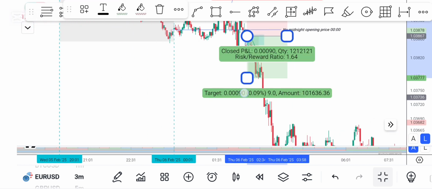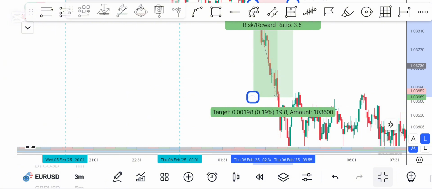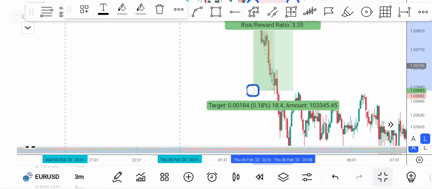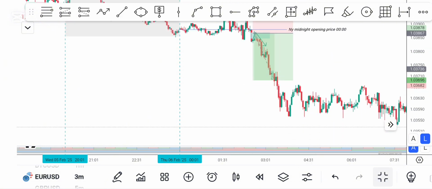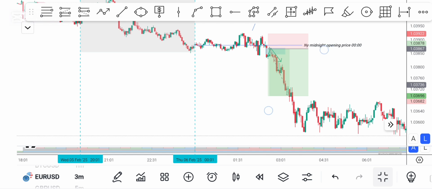10 to 15 pips is okay. If you targeted just even 15 pips, you will still be fine. So this will have been a very good trade as well.